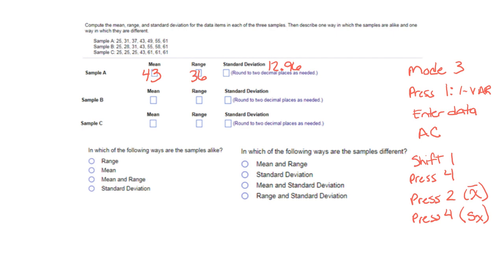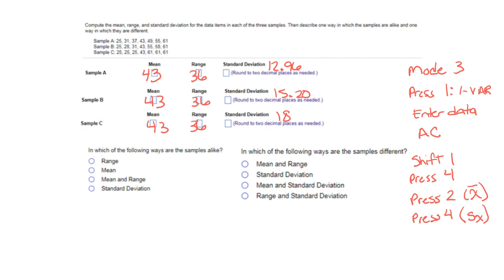For sample B, again, we're coming out with the mean of 43. Range is 36, and the standard deviation is 15.20. And then once again, when you go back through to enter your third data set for sample C, you will get 43 for the mean, 36 for the range, largest number minus the smallest number, and then our standard deviation is 18.